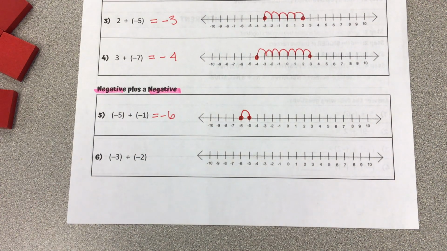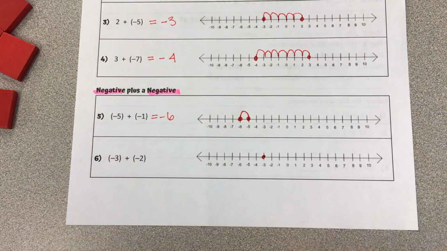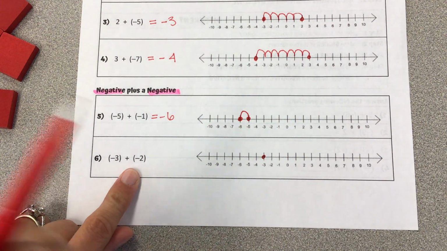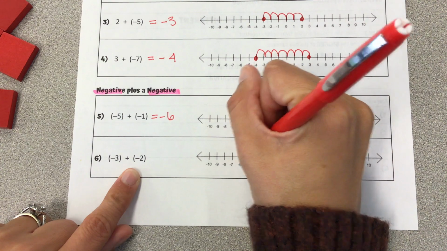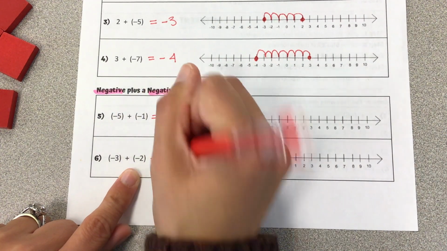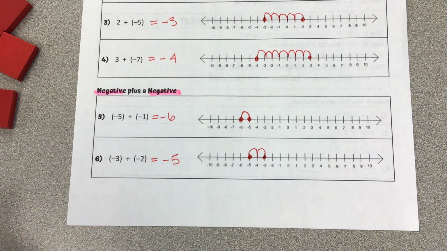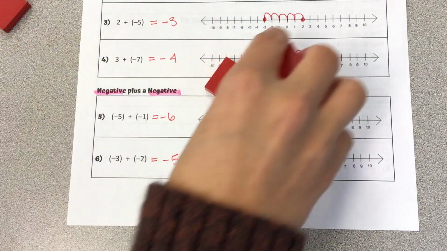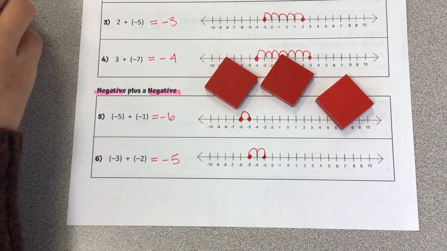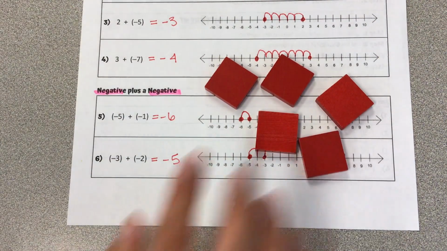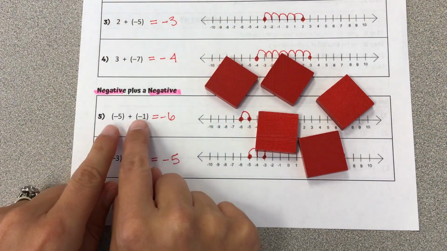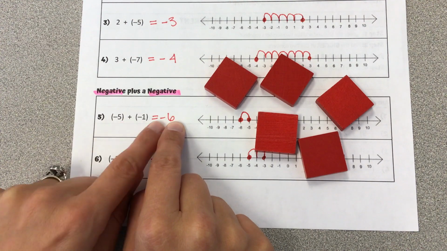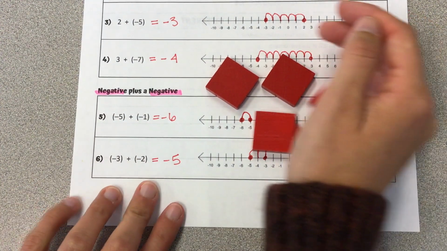One more like this, starting at -3. We're adding 2 negatives. When we add positives, it goes to the right. When we add negatives, it goes to the left, further into the negatives. So 1, 2, that lands us at -5. So we started with 3 negatives. We're adding 2 more negatives, which gives us a total of 1, 2, 3, 4, 5 negatives. So you'll notice it's kind of like, okay, 5 plus 1 is 6, but they're negatives. 3 plus 2 is 5, but they're negatives.